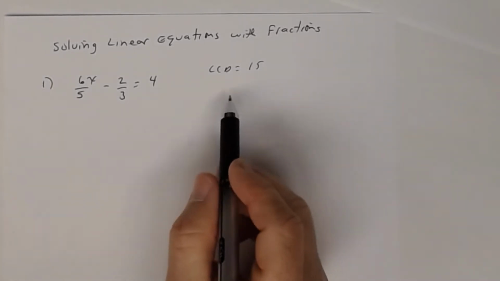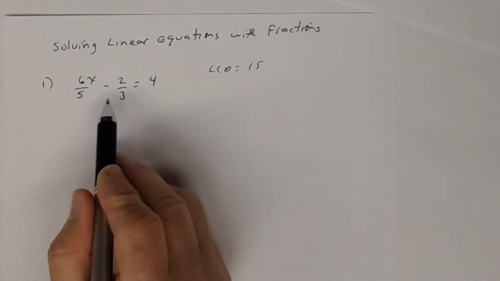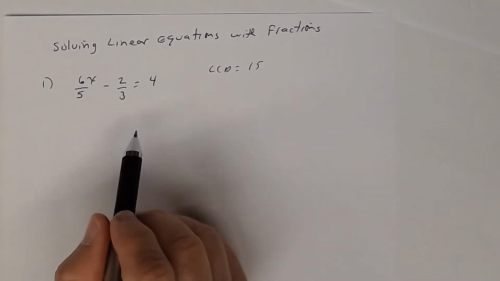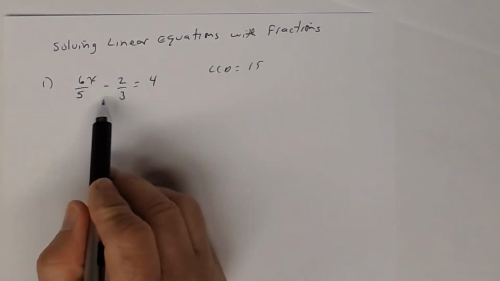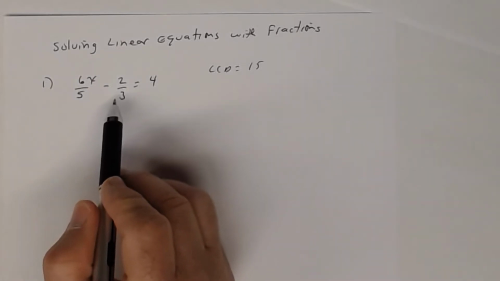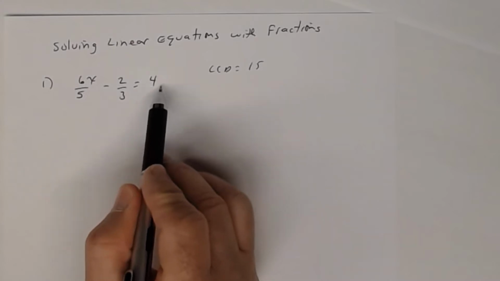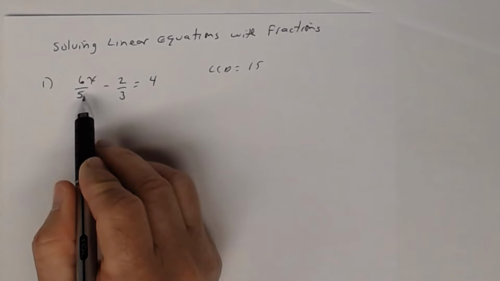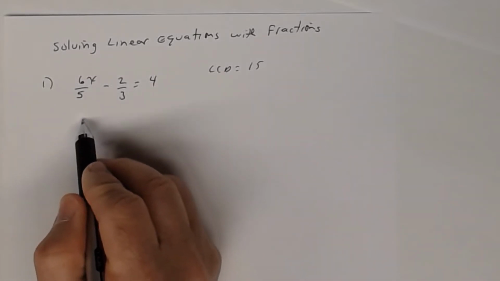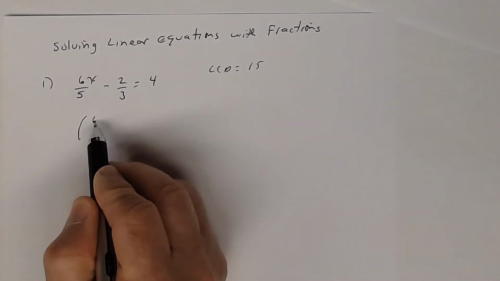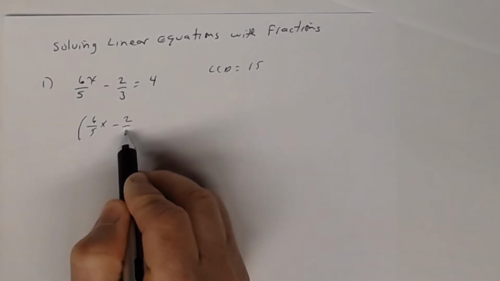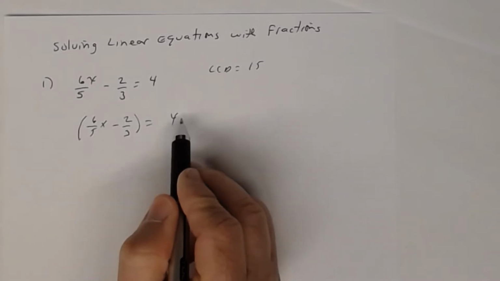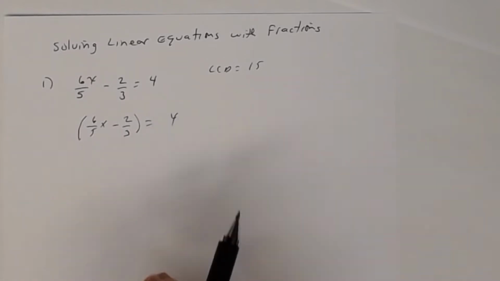Once you find the least common denominator, we want to multiply both sides by that number. In this case, it is 15. Notice that the left-hand side has two terms and the right-hand side has one term. Whenever you have more than one term, you need to put that in parentheses. So it looks something like this: 6/5 x minus 2/3 equals 4. Notice that I did not put 4 in parentheses because that's just one term.